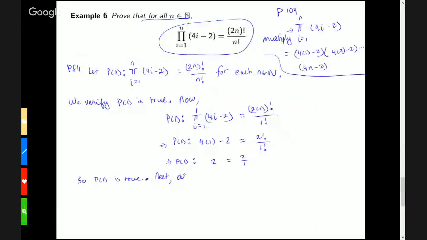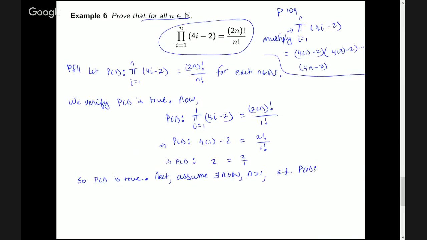Okay, so I'm going to write it down. Assume there exists an n in the naturals bigger than 1, because we showed that P of 1 is true, such that P of n, and I'm going to write this statement down. So assume that that statement is true. What's your next step?